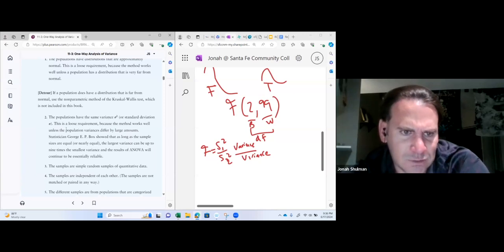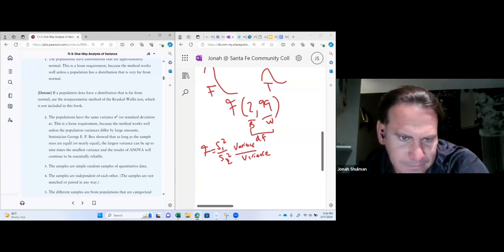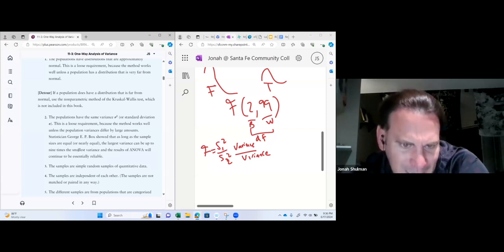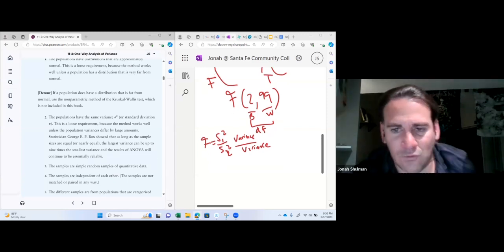Populations have the same variance or standard deviation. This is loose. Most of these are loose requirements. Statistician George E.P. Box showed that as long as the sample sizes are equal or nearly equal, the largest variance can be up to 9 times the smallest, and the ANOVA will still work.